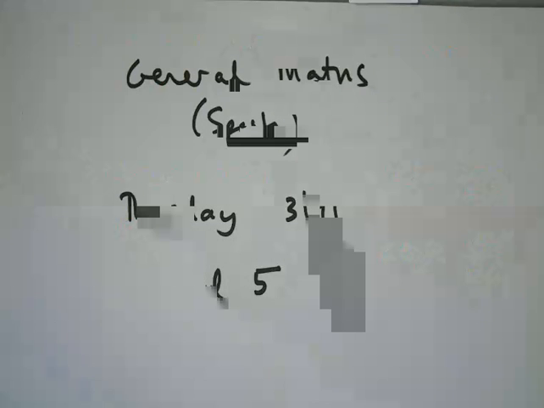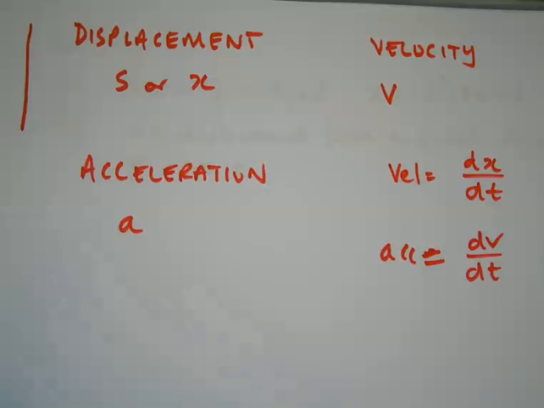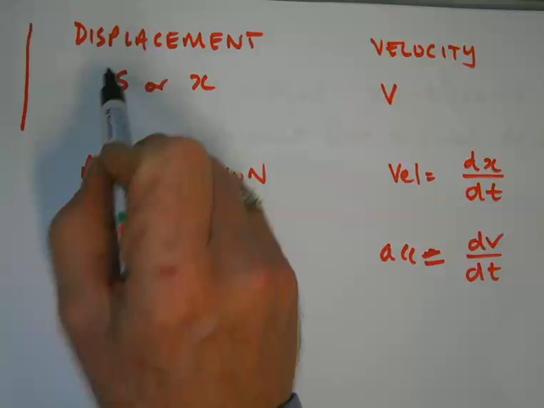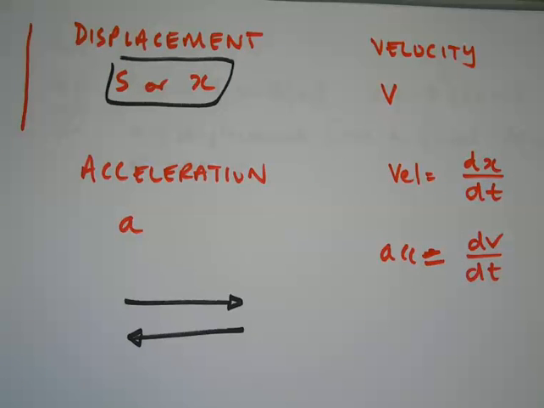some So remember that displacement is a vector. It has a direction and a magnitude. Velocity is a vector and acceleration is a vector. Positive means it's moving to the right. Negative means it's moving to the left, or its displacement is to the right and its displacement is to the left. We use S or X for displacement.